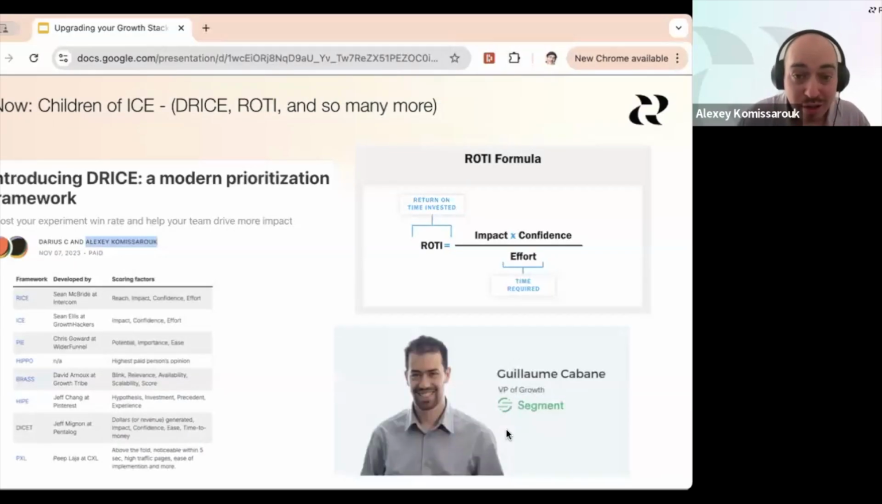The craziest one is from Guillaume, who used to run growth at Segment and does advisory work now, where he has engineers bid on projects. Basically, the engineer that says they can do it in the lowest time will take that ticket. I'm not suggesting you do that, but what a fun way to run a team. I really appreciate the creativity that people have brought to prioritization and estimation.